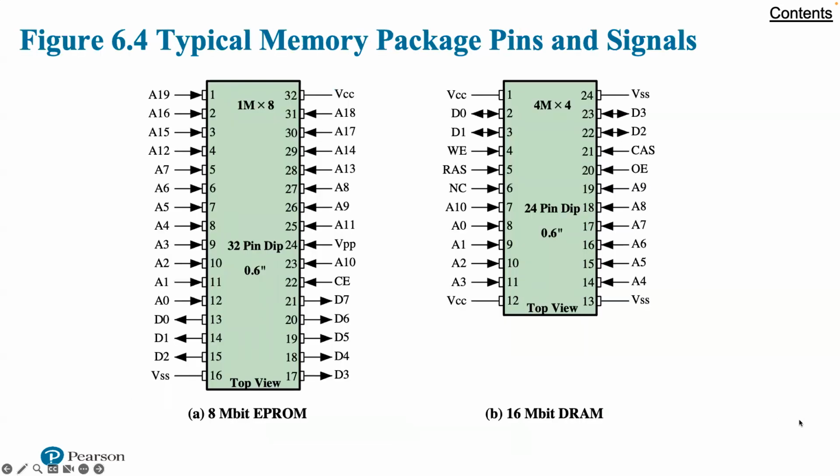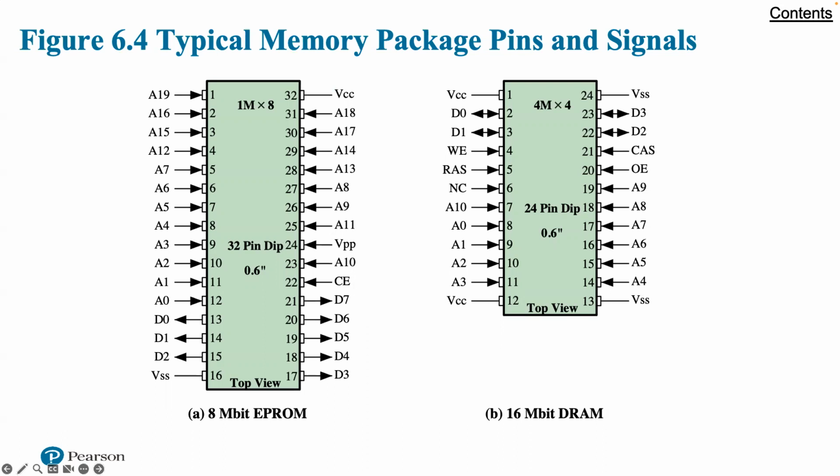Now we're looking at the typical memory package pins and signals for a couple of memory devices. As mentioned in chapter 2, an integrated circuit is mounted on a package that contains pins for connecting into the outside world. So there's a chip inside of this package. First of all, figure 6.4a shows an example of an EEPROM package, which is an 8 megabit chip organized as a 1 megabit times 8. In this case, the organization is treated as 1 word per chip package.